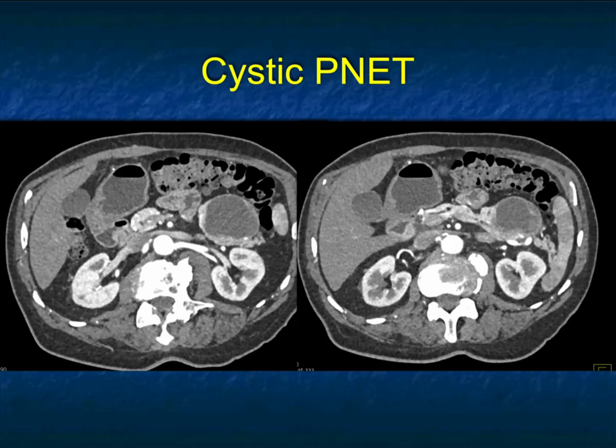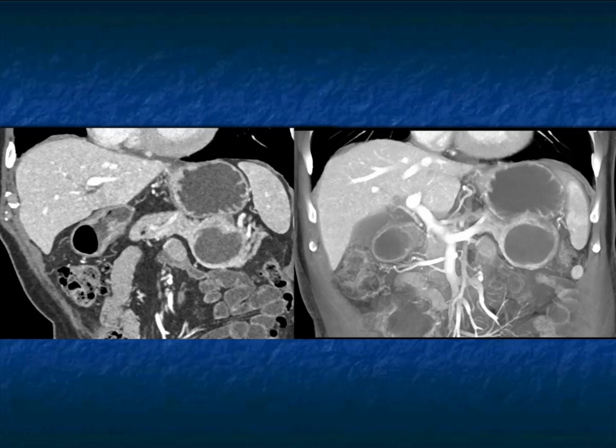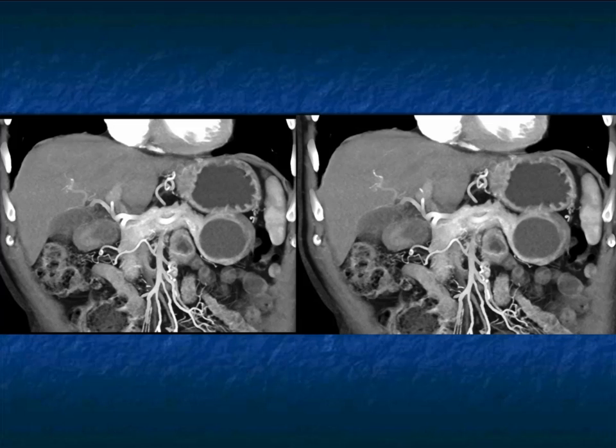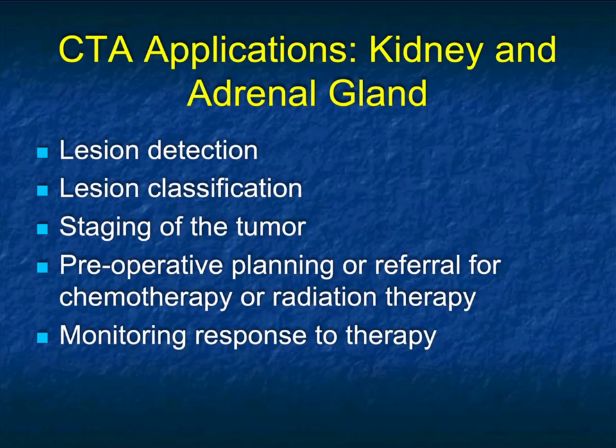Now that one was small. Here's a larger one, right? You can see thickened wall, some nodularity. It's maybe 5 centimeters. That was a cystic neuroendocrine tumor. So again, cystic lesions with rim calcification, you better be thinking about a neuroendocrine tumor. They can be small or they can be large. And here's just showing you a few more images.